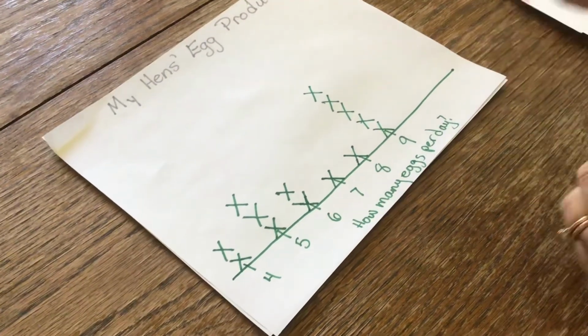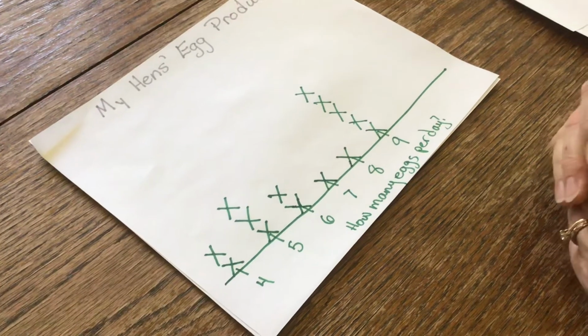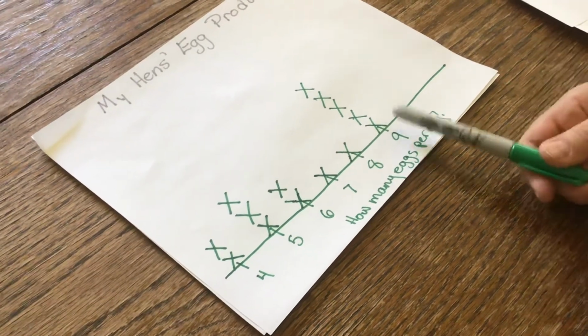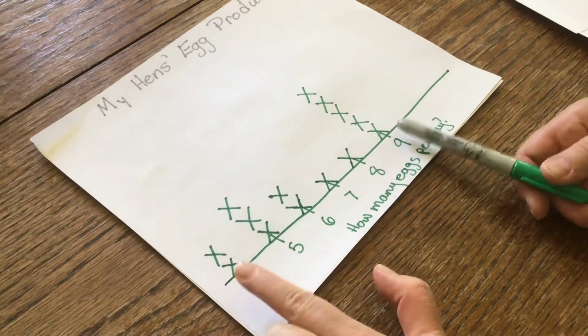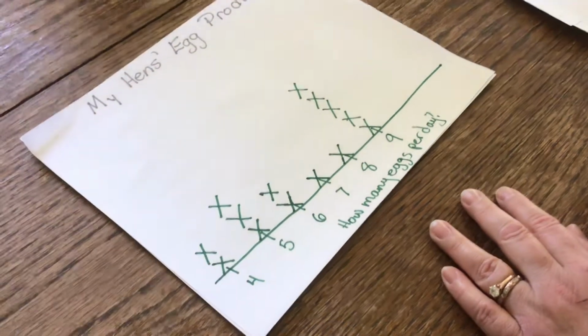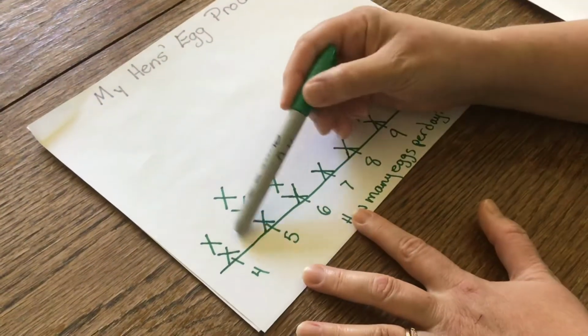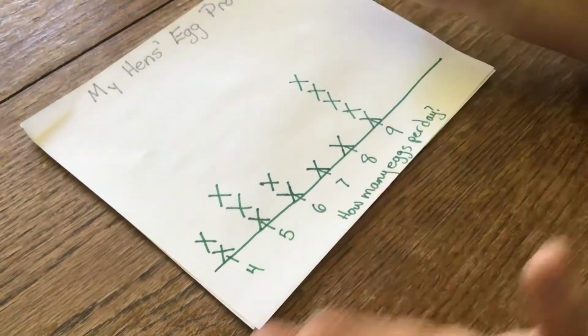Once we have this, we can ask some questions. Like, for instance, what is the difference between the most eggs and the least eggs? Difference is subtract, so I do 9 minus 4. The difference between the two is 5. How many days did I get 5 or 6 eggs? I'd look at my 5 and my 6. And that's 1, 2, 3, 4, 5 days.